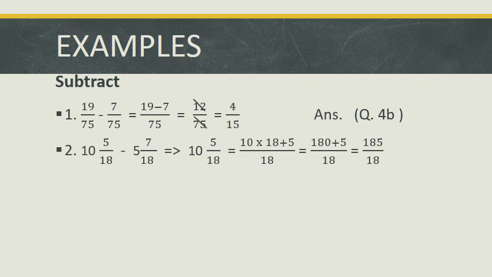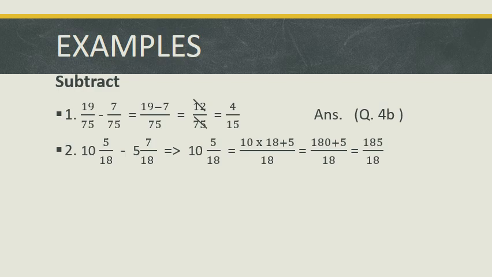10 5 by 18 minus 5 7 by 18. Children, here we have to find the difference between two fractions which are written in mixed fraction form. So first we have to change the mixed fractions into improper fractions. So let us change the first mixed fraction, which is 10 5 by 18. You know the steps for how to change a mixed fraction to an improper fraction.